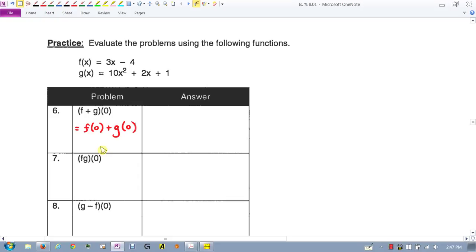What's f of 0? We're looking at these two functions now. Plug 0 in here, 0 in here, and you get negative 4. Plus, what's g of 0? That goes away, so we have 1. Negative 4 plus 1? Negative 3.